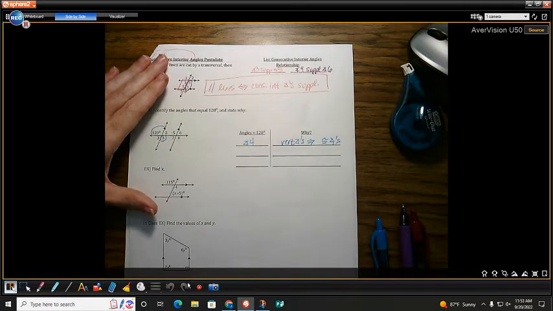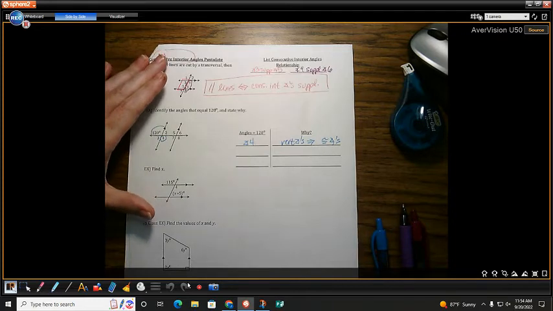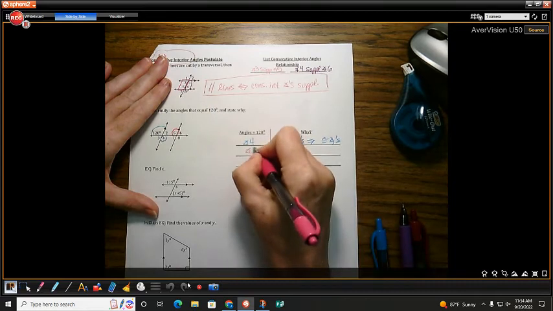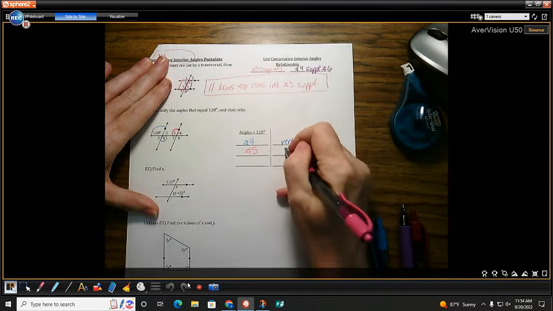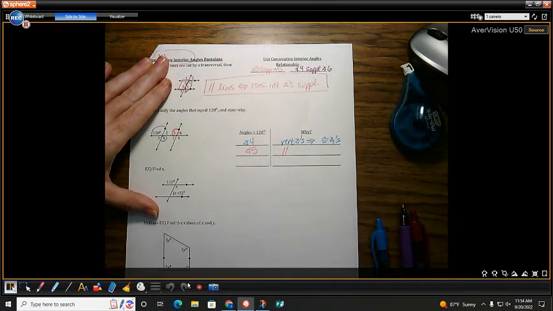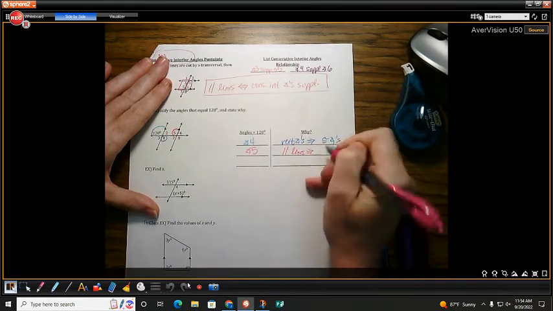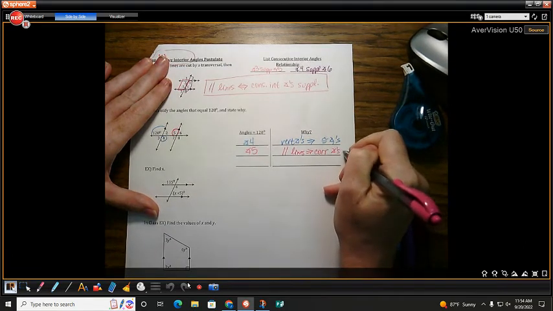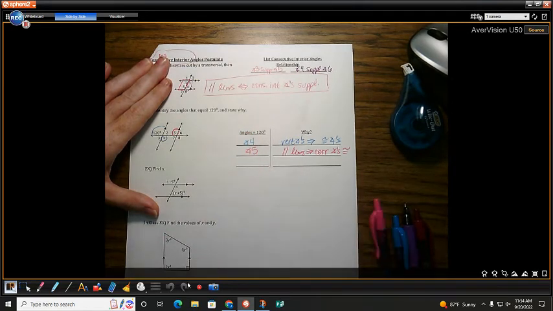What's another one that I could say is also equal to 120? Angle 5. What implied statement can I use to say angle 5? Parallel lines. Oh, I have parallel lines. How do you know? The arrows. Okay, so I have parallel lines, which implies what? Corresponding angles. The corresponding angles have to be congruent. And since they're congruent, I know that their measures should be equal. Cool.